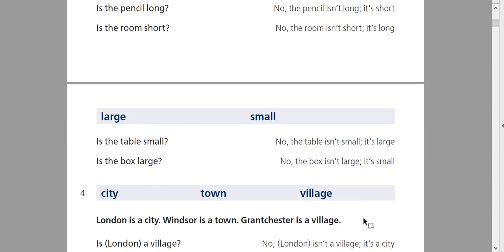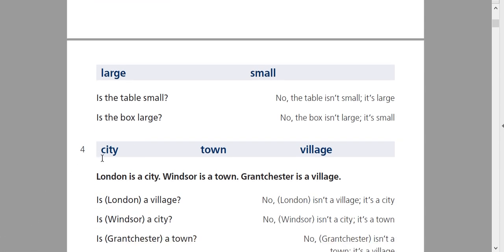It's long. Large, small. Is the table small? No, the table isn't small. It's large. Is the box large? No, the box isn't large. It's small. City, town, village.